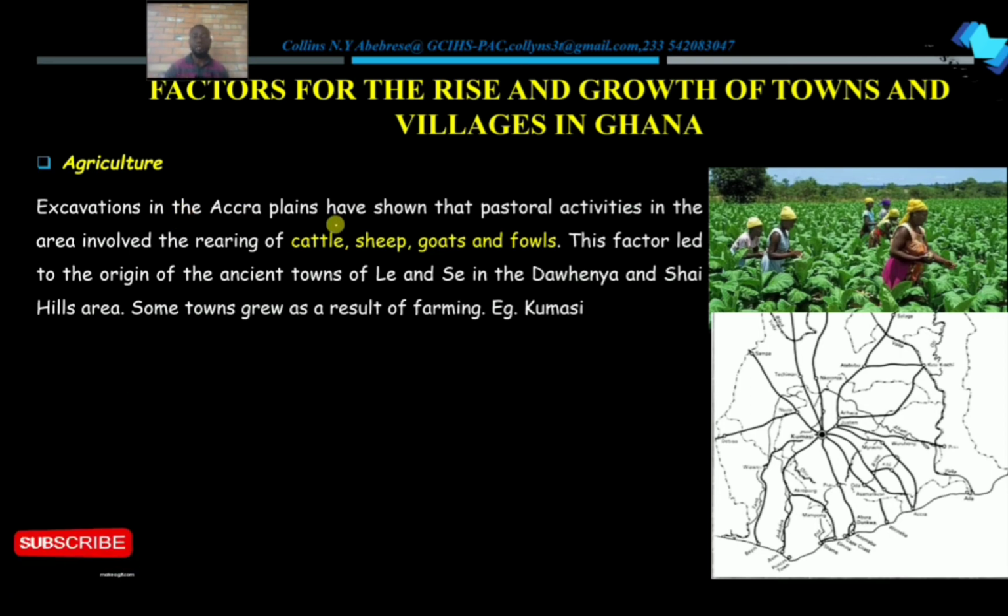Example, excavations in the Accra Plains have shown that there were pastoral activities involved, and these involved the rearing of cattle, sheep, goat, and what? And fowl. This factor also led to the origin of the ancient towns of Lay and Say in the Dawhenya area. Farming also accounted for the reason why people settled in Kumasi. So people will not settle in areas where they can't farm. And so farming or agriculture in general also led to the rise and growth of some of these towns that we have talked about in Ghana.